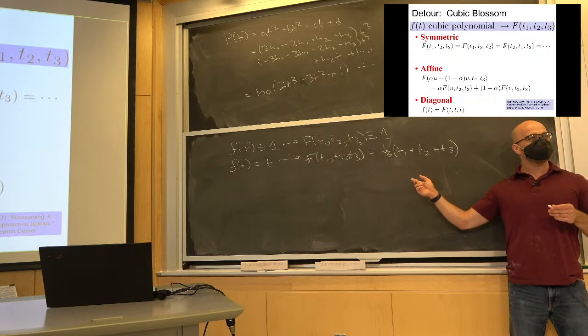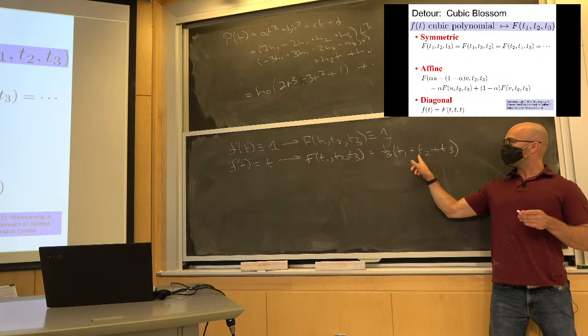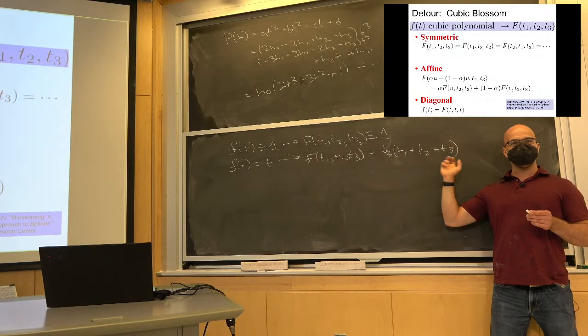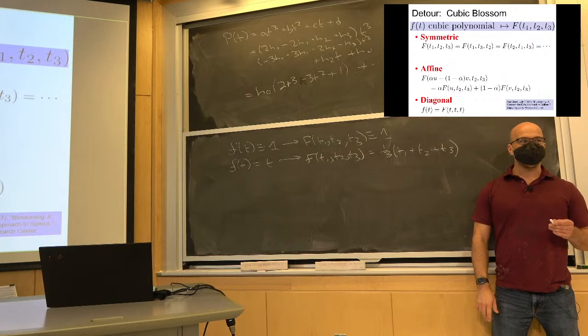Moreover, what if I put in t three times? Well, I have t1 plus t2 plus t3, so this is t plus t plus t, divided by 3, so I get t back. And moreover, it's affine, which basically is kind of like saying it looks linear plus a constant here. Make sense? All right, let's do the annoying one.